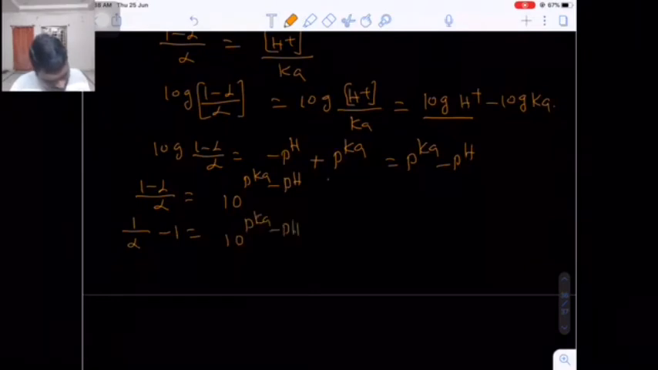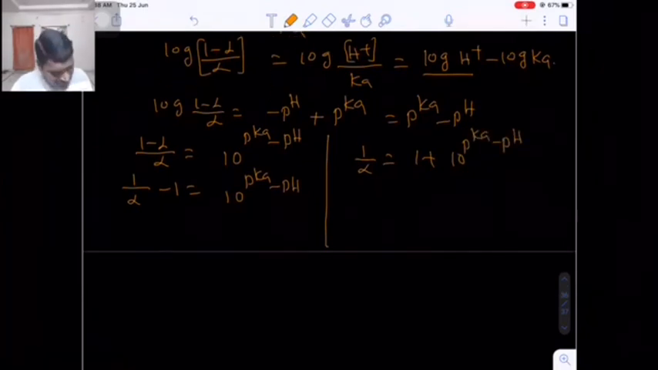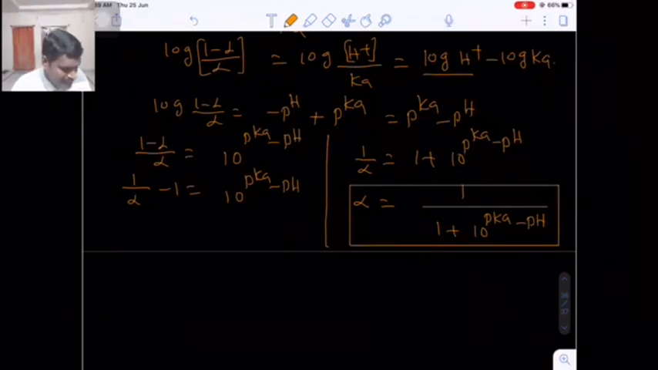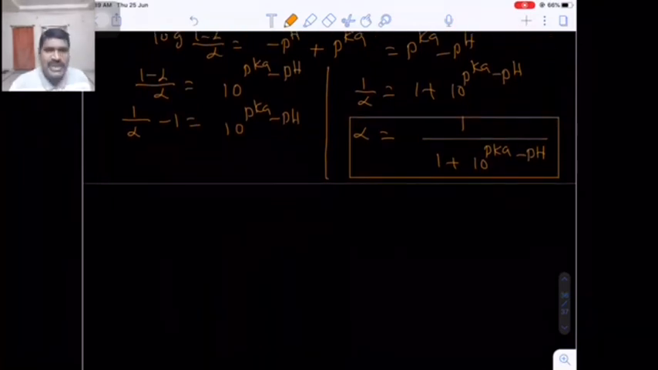From here, 1 by alpha will be equal to 1 plus 10 to the power pKa minus pH. I want alpha, so I write alpha is equal to 1 whole divided by 1 plus 10 to the power pKa minus pH. So this is the relation between the degree of ionization of a weak electrolyte, that is a weak acid, and its dissociation constant Ka, and the pH of the solution.